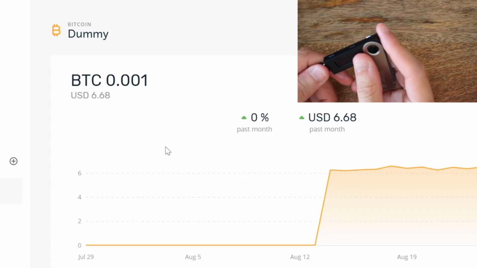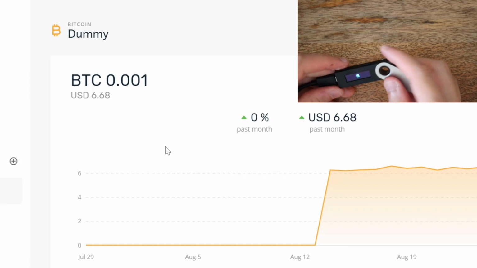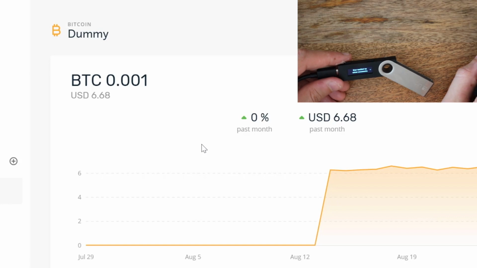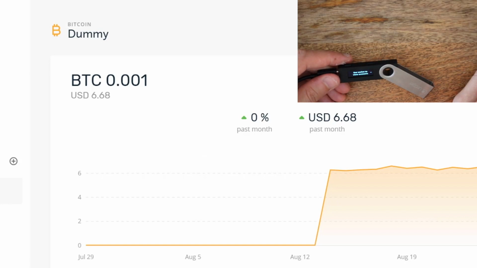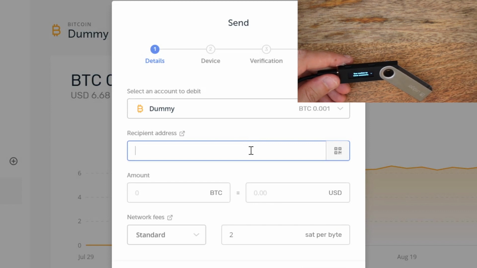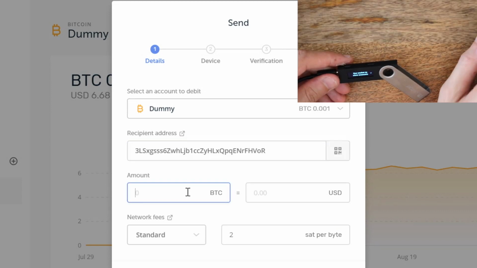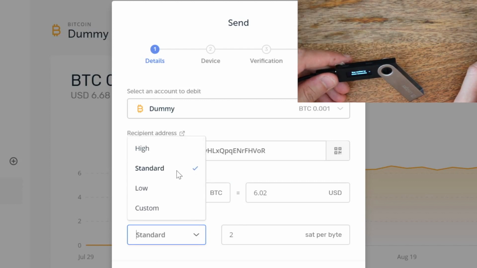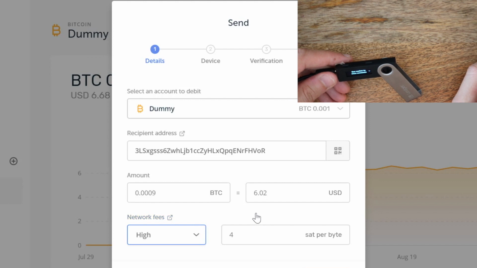Going to log into the Dummy account. And now I'm going to log in to the Dummy account. 7, 7, 7. Check. Open it up. And I want to send to my Safe address, and I have 0.001, so we're going to do 0.0009, say, and we'll do high, and we'll continue.